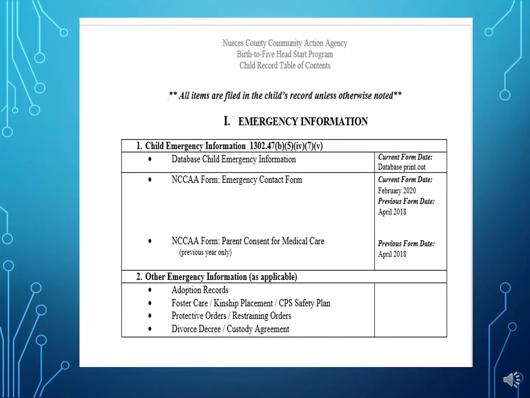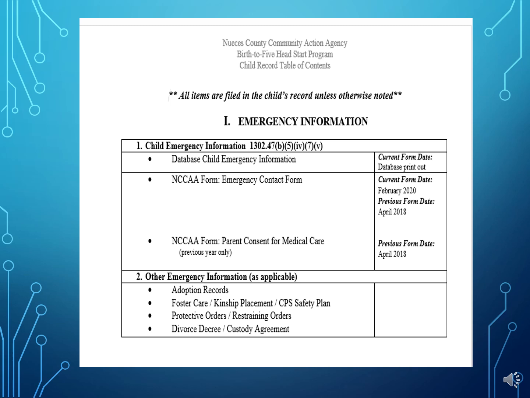So the first tab that we're going to speak about is emergency information on the table of contents. As you'll notice, the child emergency information form, which is the database form, is printed out from the database and placed in the child's record. There should be previous database forms, which is the 1520 report from Child Plus, filed in the child's record from previous school years. Please do not remove them, just place the current year on top.